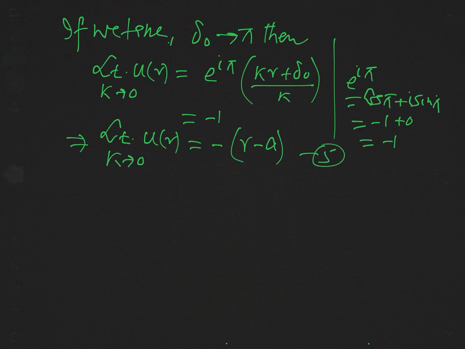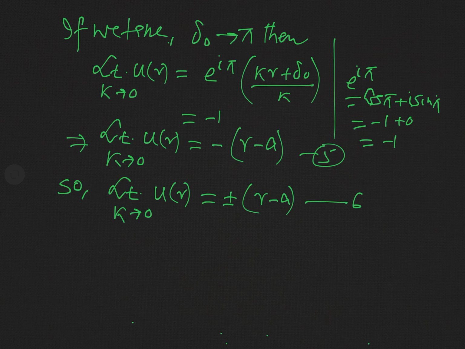So what you are seeing here is that this value of limit k tends to 0 of u of r is either r minus a or minus r minus a. So from these two results we can write that limit k tends to 0 of u of r is equal to plus or minus r minus a.